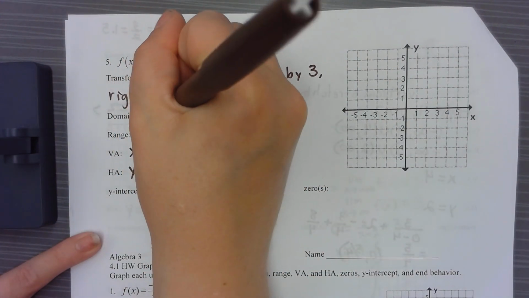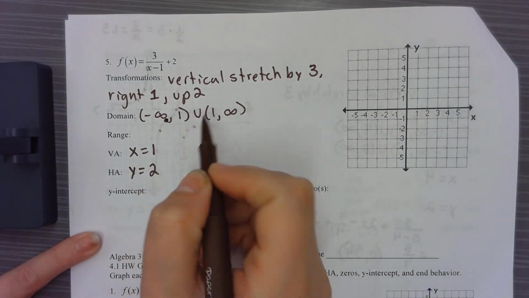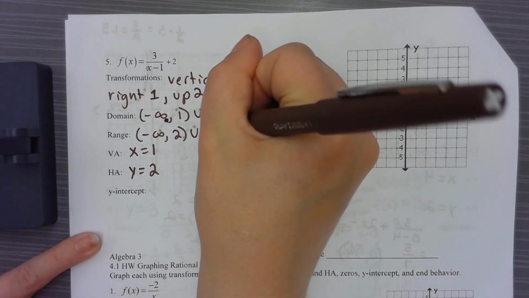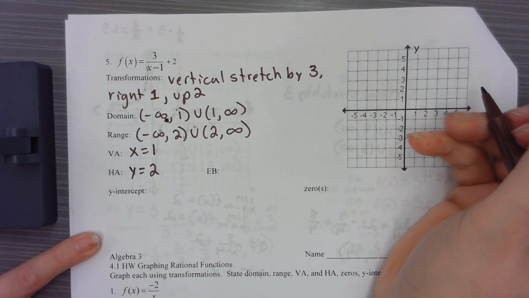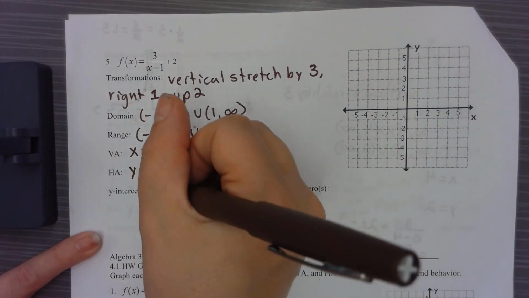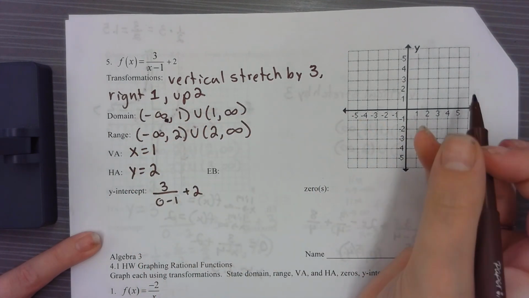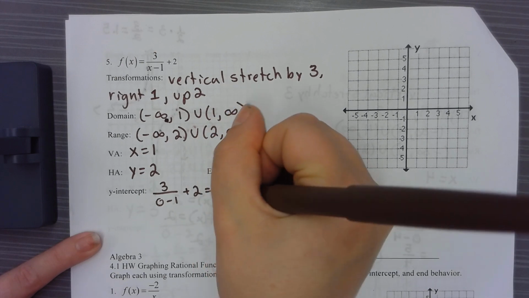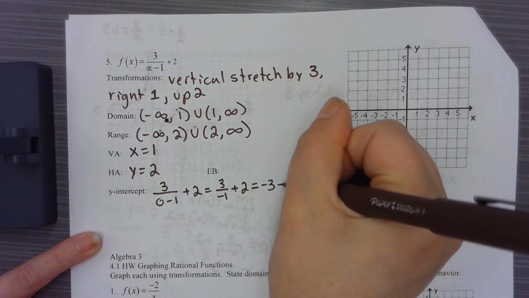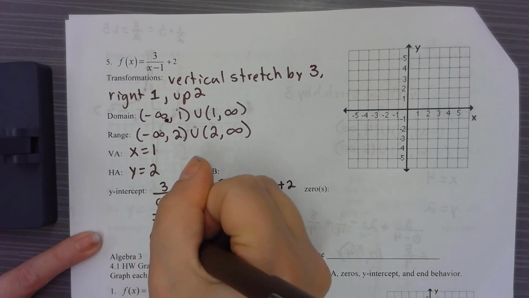So again, domain should be -infinity to 1, union 1 to infinity. We're putting parentheses there because we don't want to include that 1. And range is -infinity to 2, union 2 to infinity. Okay. To find the y-intercept, we're going to plug in 0. This one actually works out nicely because we're going to end up getting 3 over -1, which is -3. So -3 plus 2 is going to give me -1. So my y-intercept is (0, -1).